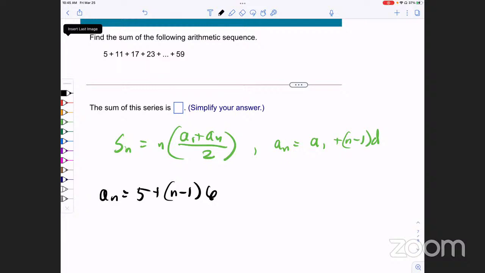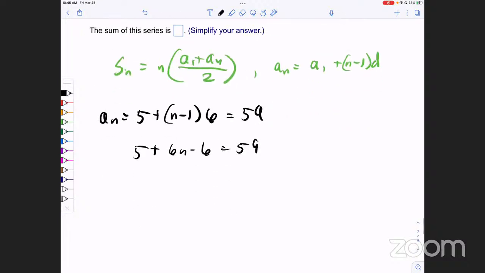So then we want to solve for n, right? So let's set this equal to 59, and that'll allow us to solve for n. So then we get 5 plus 6n minus 6 equals 59. I just distributed the 6. Let's see, so then we're going to have 6n. That's a minus 1, so add 1 to both sides, so you get 60. So then n equals what? 10. All right, so there are 10 terms.